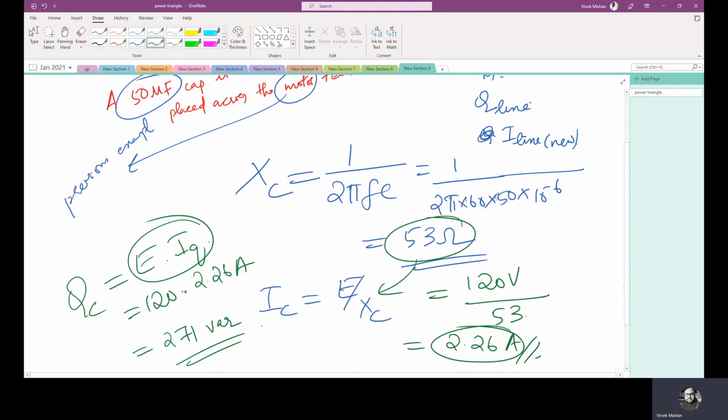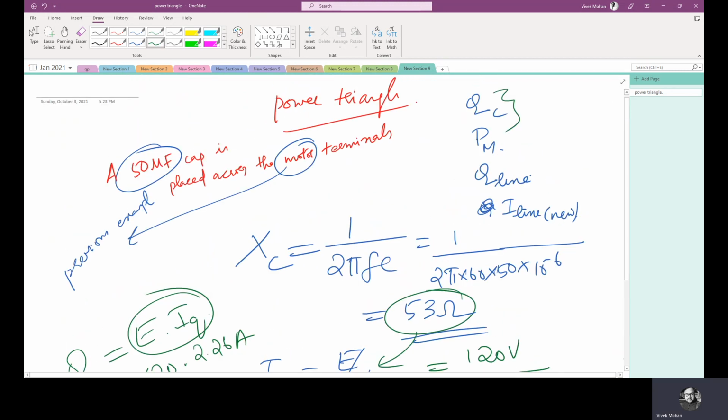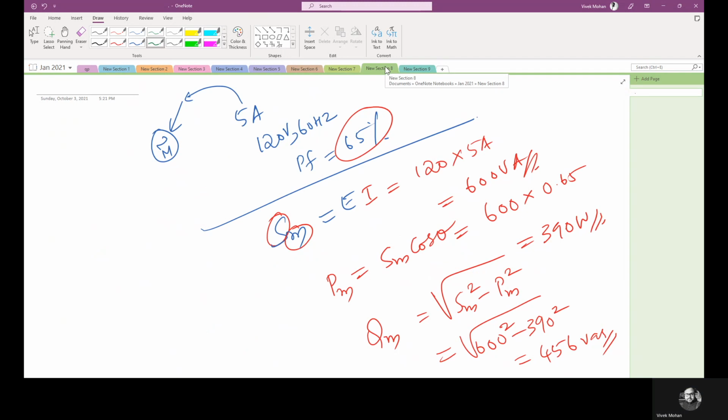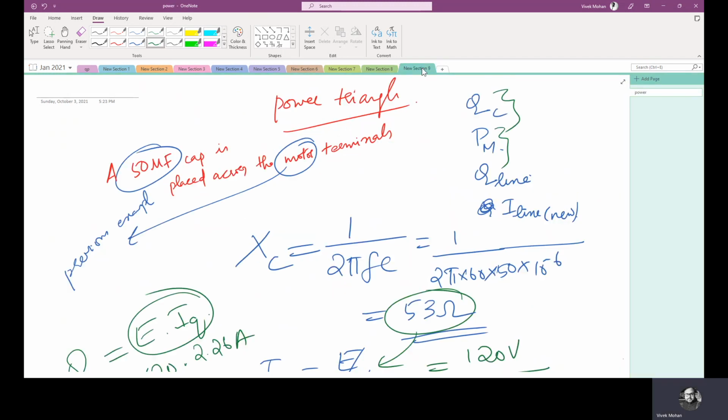Now the motor continues to draw the same active power, because we assume that the load of the motor is not changed, but because of the capacitor, the reactive power flow has changed. So what about PM? PM is the active power absorbed by the motor. Qc we have found. Then PM. What is PM? It is still the same. What was the PM earlier? 390 watts. It is still the same, 390 watts.